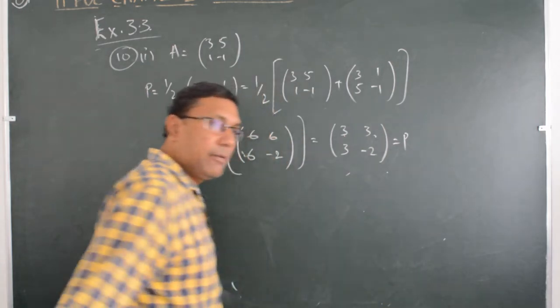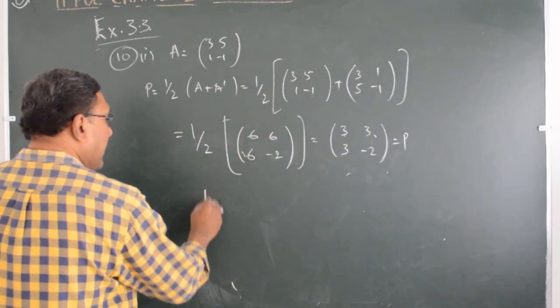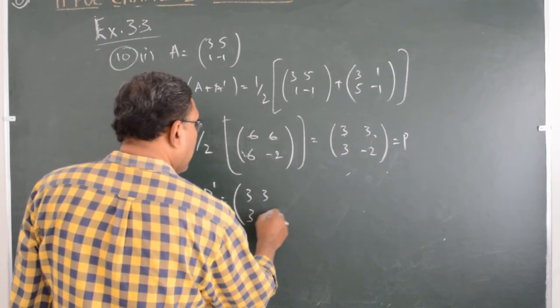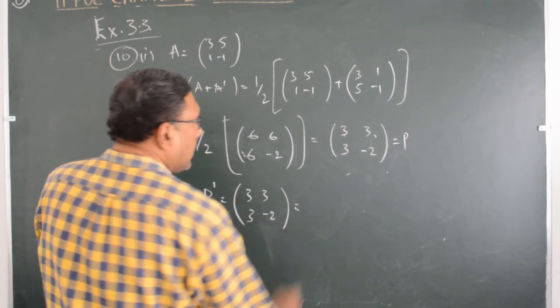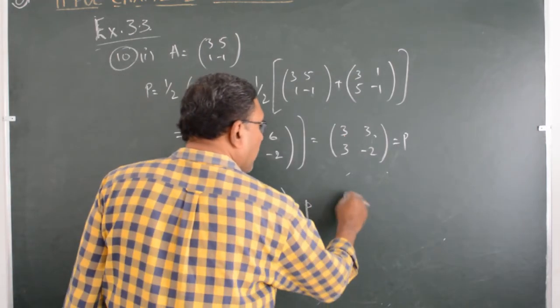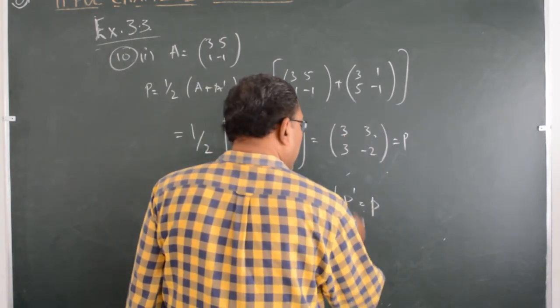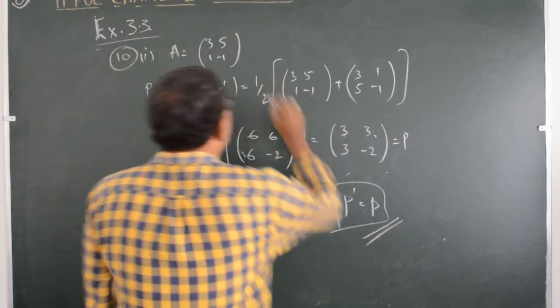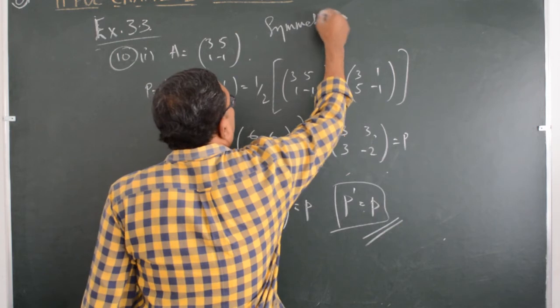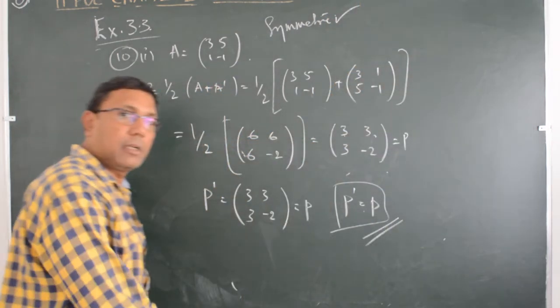When I do the transpose of P, P transpose will be 3, 3, 3, minus 2. So are they not the same? Therefore, P transpose is equal to P, put a box. Therefore, the given matrix is symmetric. Okay, tick. The given matrix is symmetric.